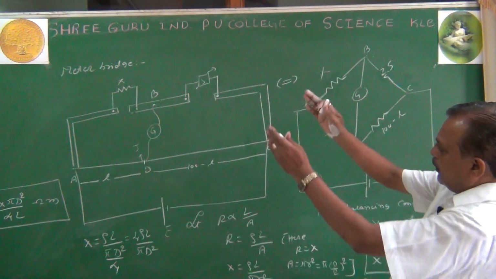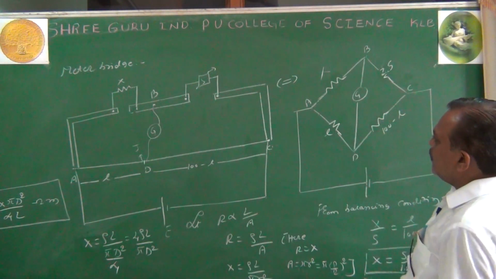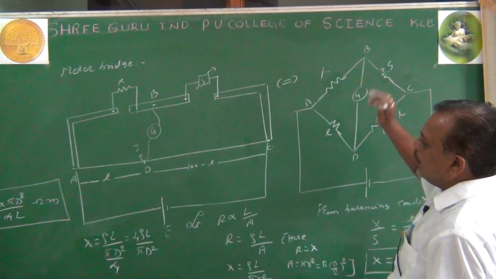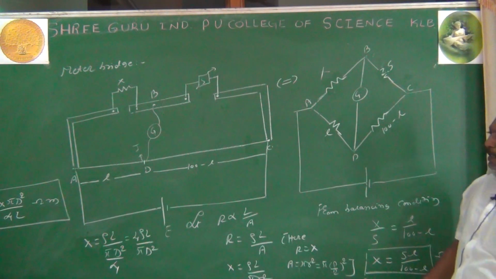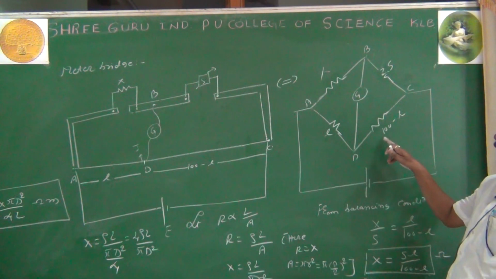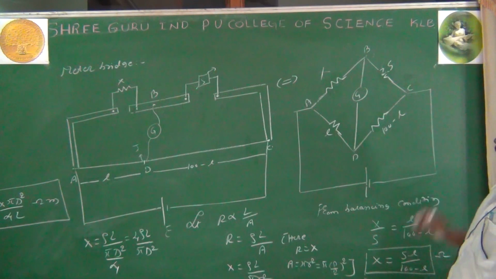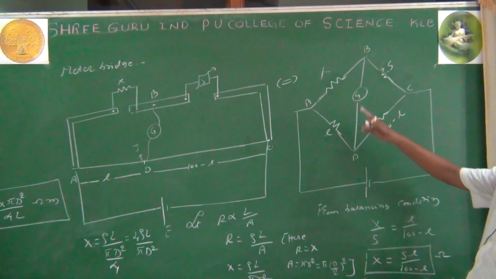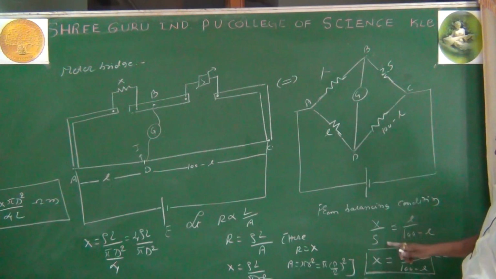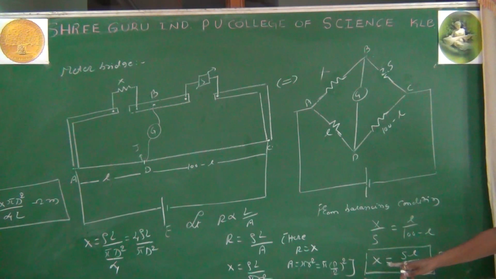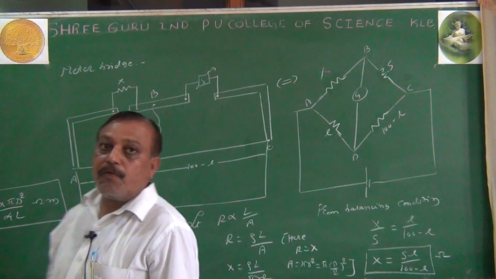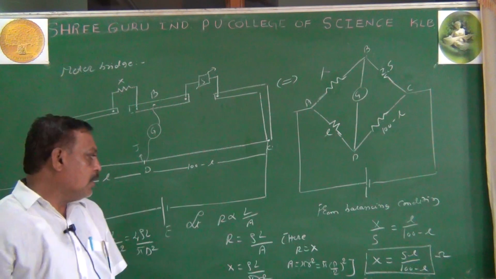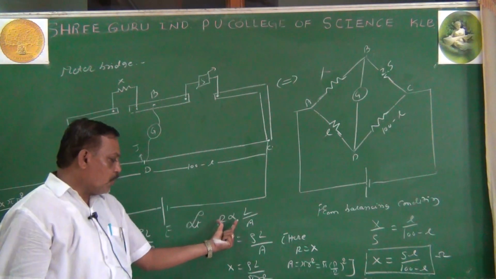Then I compare both circuits. X is between A and B, S is between B and C, L is between A and D, and 100 minus L is between D and C. From the balancing condition, the ratios of the arm resistances are equal. Then I calculate the unknown resistance X equals S L divided by 100 minus L. From this I want to determine the resistivity of the material of the wire X. Then I go for the original equation.